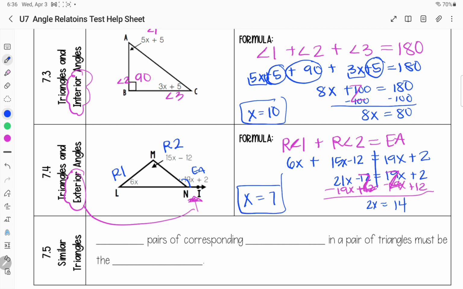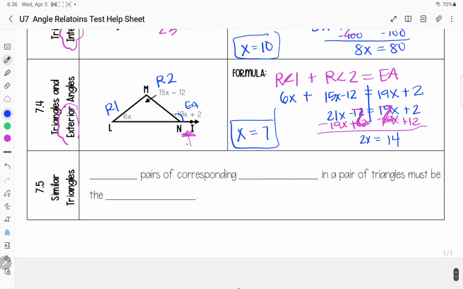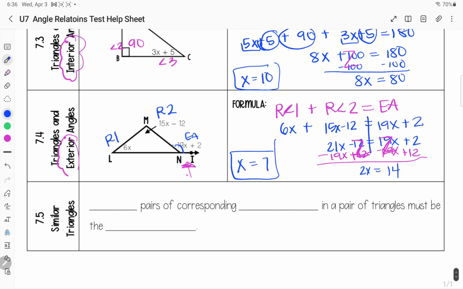And again, if I asked for angle MLN, you're going to trace starting at M, go to L, go to N. So that means I turned on this angle. I want what that angle is right there. All right. And then the last thing that we're going to talk about is what you did today, which was similar triangles. To be similar triangles, you need two pairs of corresponding angles in a pair of triangles to be the same.